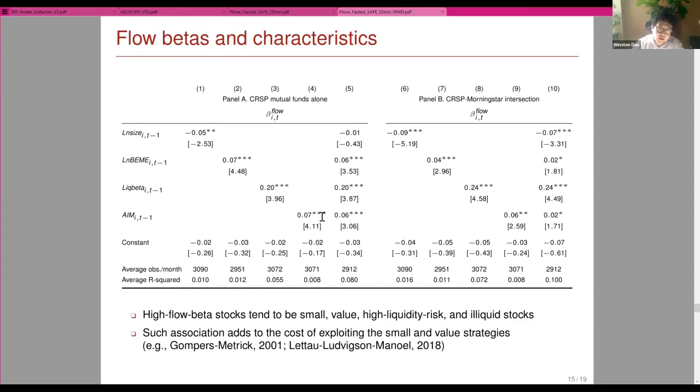It helps us understand this puzzling pattern in the data documented by Andrew Metrick and his co-authors, and Martin and his co-authors, showing that institutional investors, especially mutual funds, hold growth and large firms. They tend to hold significantly in that direction. It seems they are giving up those excess returns. Why is that the case? Here we provide one justification: those stocks tend to be stocks with high flow betas, and the institutional investors don't like those stocks.